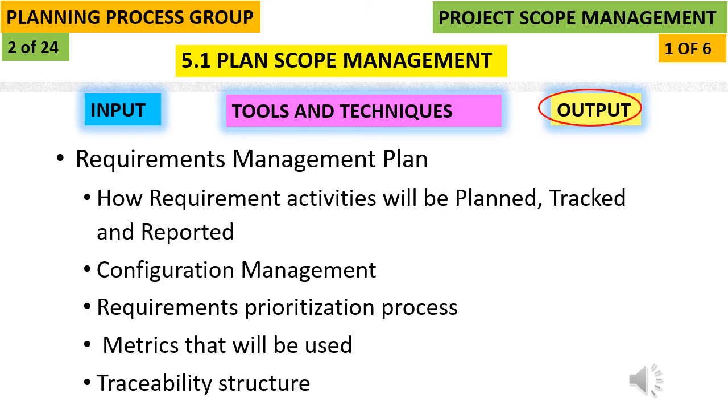Some companies or organizations term it the business analysis plan. The components of this business analysis plan include how the requirements activities will be planned, tracked, and reported. We are going to lay out how we are going to plan the requirements, how the requirements will be tracked, and how the requirements will be reported through the requirements management plan.